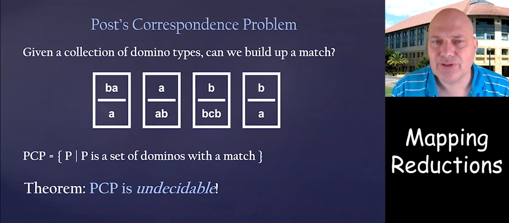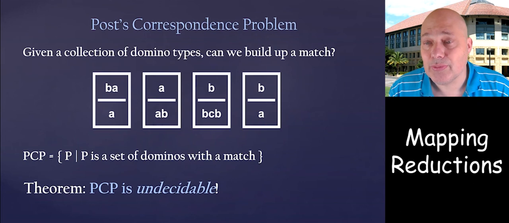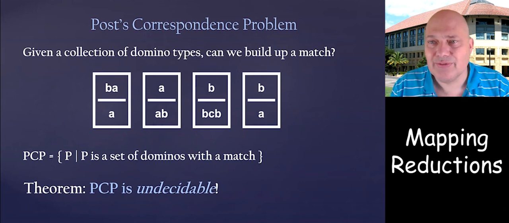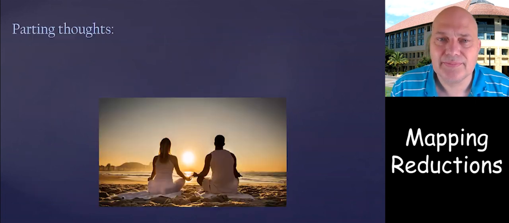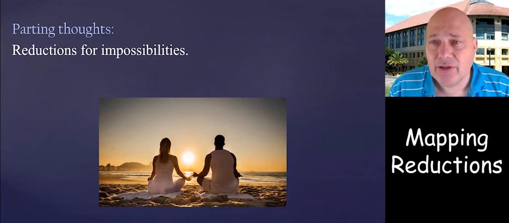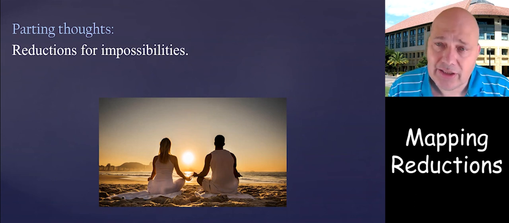And what this shows is that although the problem doesn't look like it's about computation, the fact that you can reduce a problem about computation to PCP means that somehow it is equivalent to a problem about computation. So there is some kind of computation going on in it. To conclude, we've seen a way to use reductions to show impossibilities, and we're going to see more in this chapter and even more when we talk about efficiency.